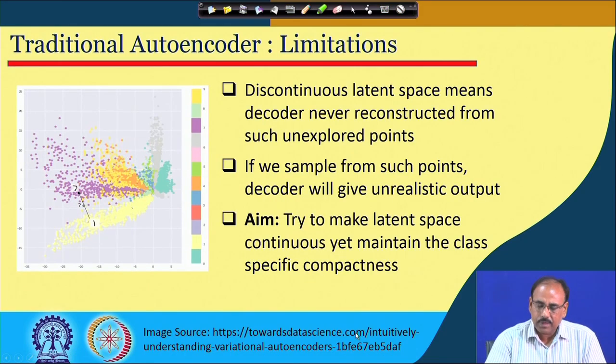So, as the autoencoder gives you a discontinuous latent space, the decoder cannot reconstruct from a point which is actually unexplored. And if we sample from such points, the decoder will give you some output, but the output may not be realistic at all. So, our aim is to make this latent space continuous, unlike in case of autoencoder where the latent space is not continuous, it is sparse. In case of variational autoencoder, we make the latent space continuous, and though it is continuous, still the different distributions of the latent vectors for different classes maintain their specific class identity or class compactness.